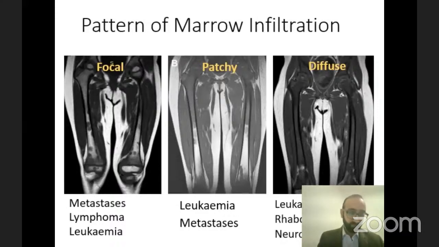So if you've got a focal or multifocal involvement, you're going to be thinking about metastases or lymphoma. Leukemia can also have this appearance, but more commonly leukemia has a patchy or a diffuse appearance. And so actually the image on the right, which turned out to be a neuroblastoma, we raised the possibility of leukemia, but on bone marrow we found that they had disseminated neuroblastoma.